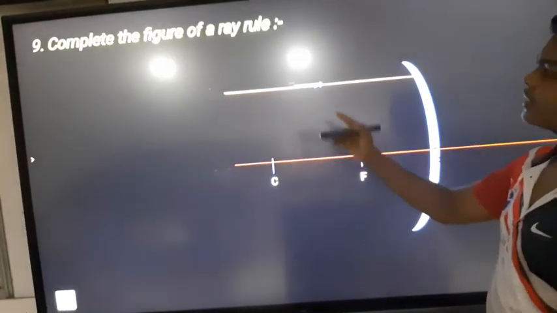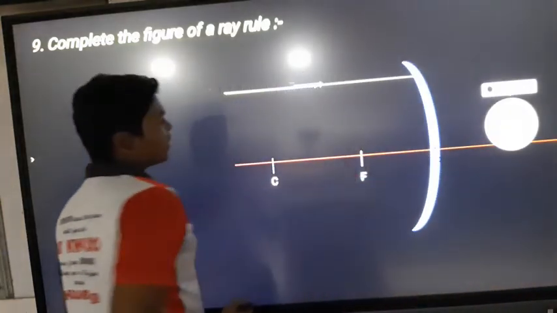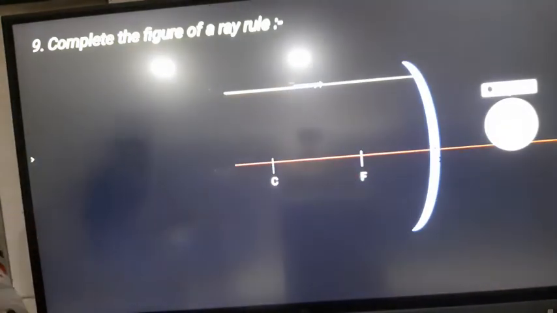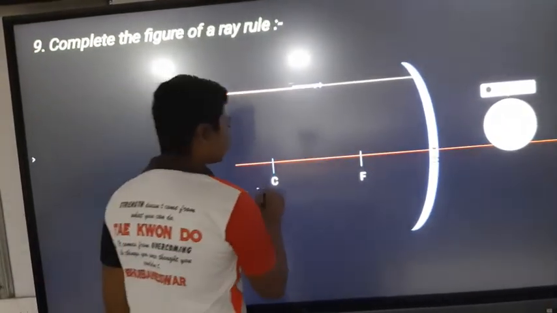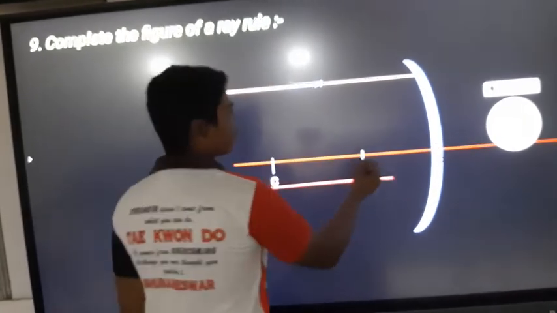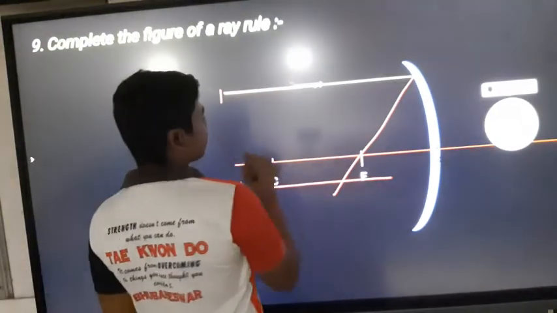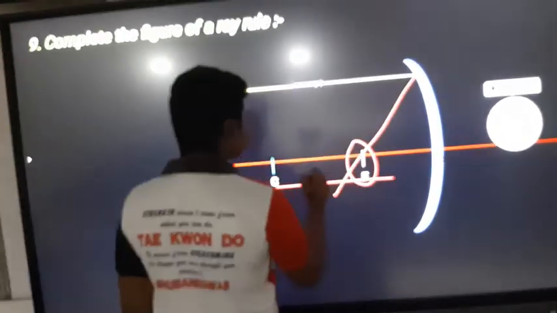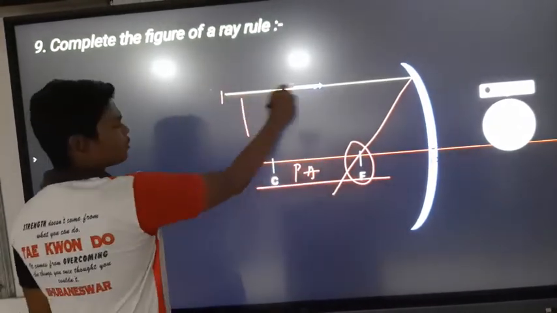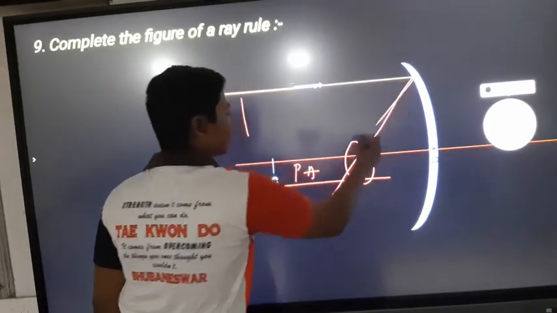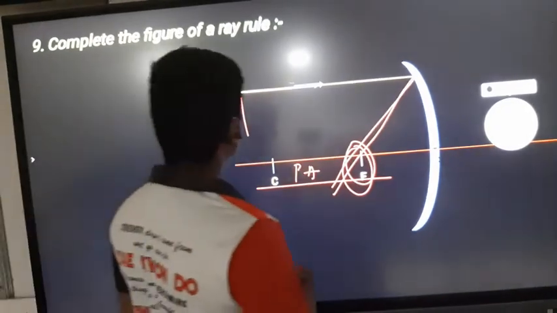Next question: complete the following ray diagram. This is a concave mirror given. We know the ray rules: when the incident light is parallel to the principal axis, after reflection it will pass through the focus. This is the first ray rule, and here the focus is given, and this is the principal axis. You can see the ray is parallel to the principal axis, so after reflection it will travel to the focus. So we will complete the diagram.